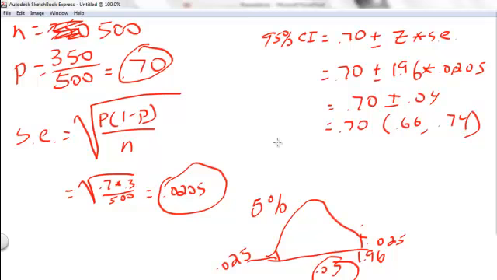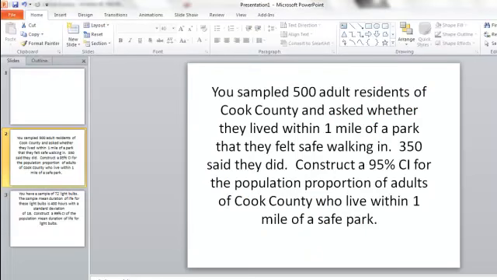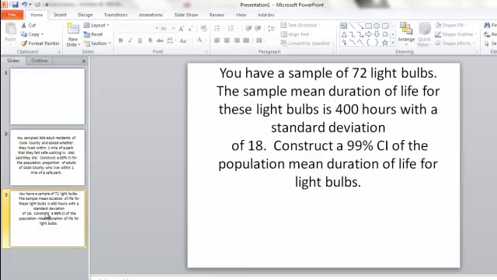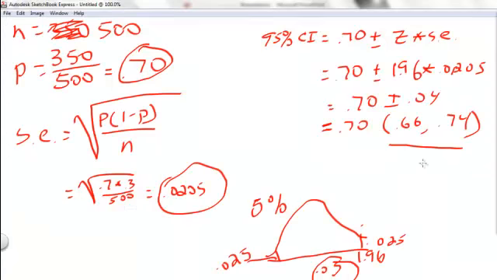Okay, and here is how we would interpret it. I am 95% confident that the actual population proportion of adult residents of Cook County who live within 1 mile of a safe park is between 0.66 and 0.74. And if we go back here, we see all the words that we need to make that sentence work. So always go back to the context of the question and make your sentence work with it. Okay, so there we go. That's the answer.